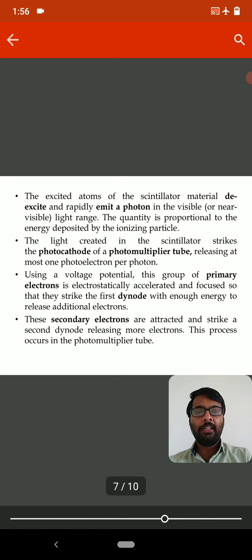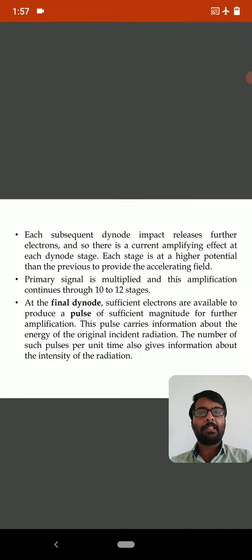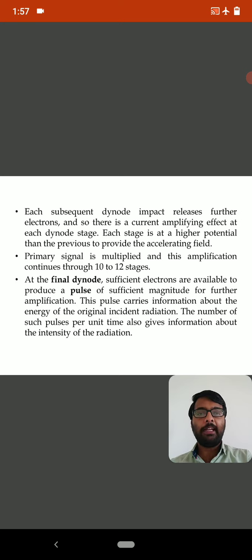These secondary electrons are attracted and strike a second dynode, releasing more electrons, and this process occurs in the photomultiplier tube. That is, multiplication of the electrons takes place. Each subsequent dynode impact releases further electrons, so there is a current amplifying effect at each dynode stage. Each stage is at a higher potential than the previous to provide the accelerating field. The primary electron is multiplied, and this amplification continues through 10 to 12 stages.